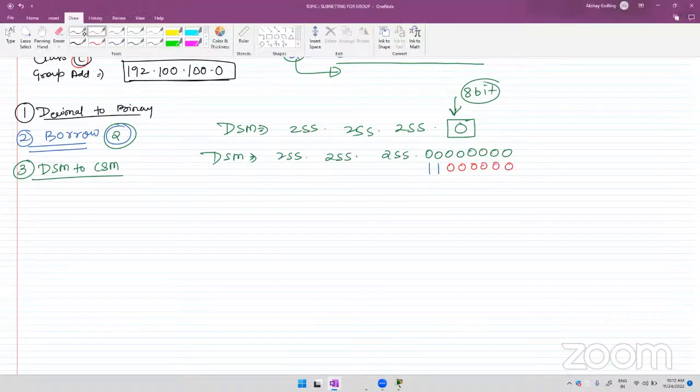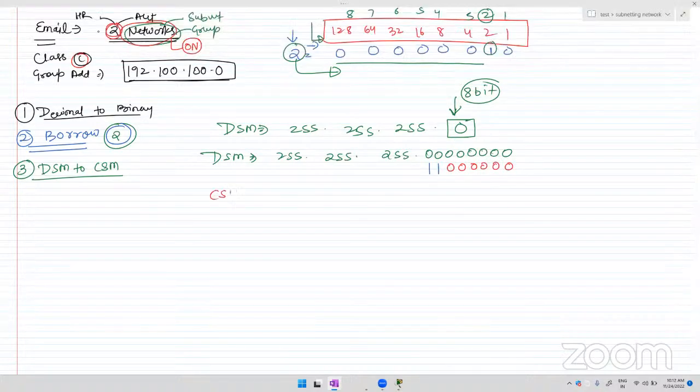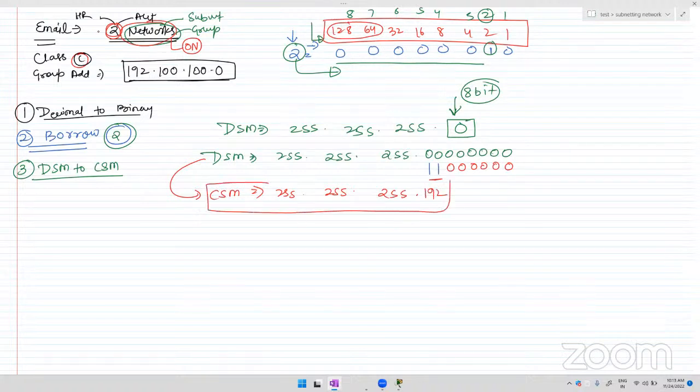Done? Now make the CSM from the DSM: the first octet is full, second is full, third is full. In the 4th octet, how many bits are on? 2. So the value of these 2 bits is 128 plus 64, which is 192. Yes. So the CSM is ready.